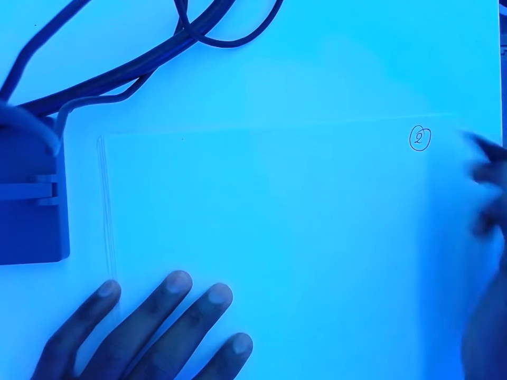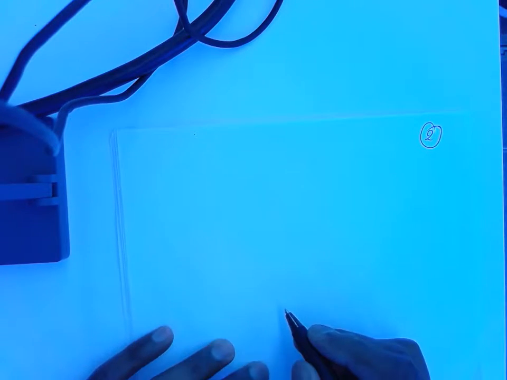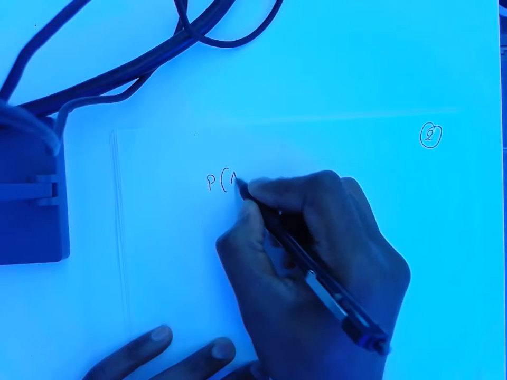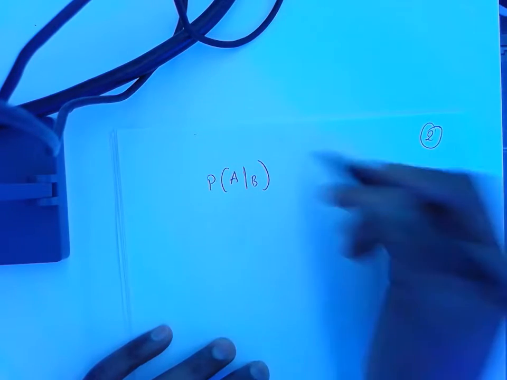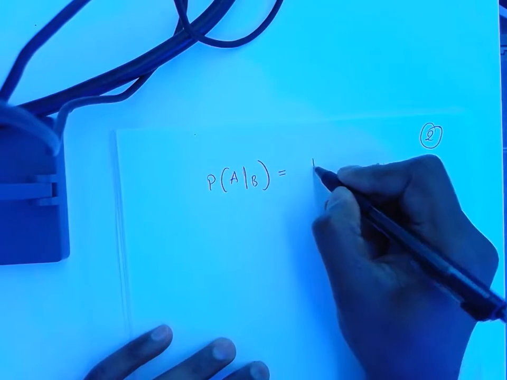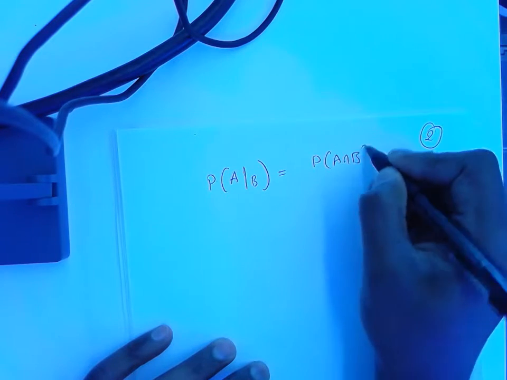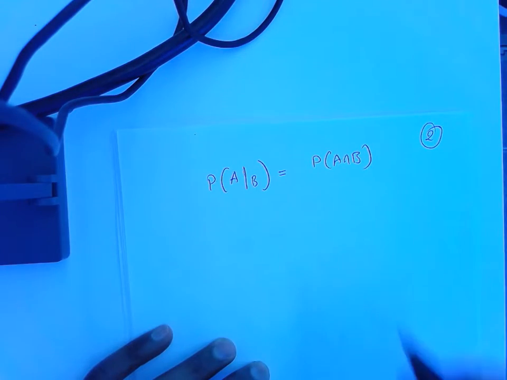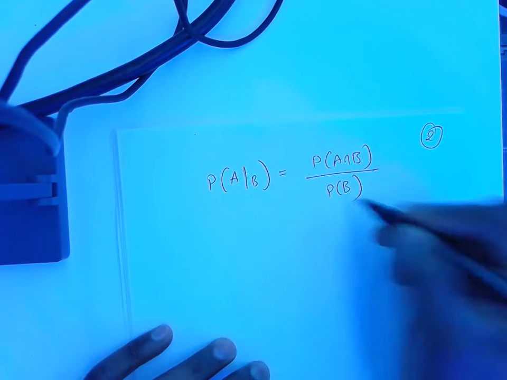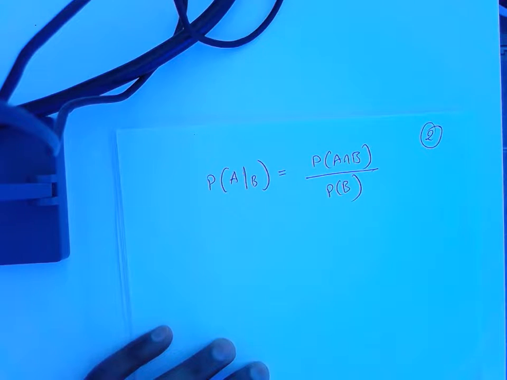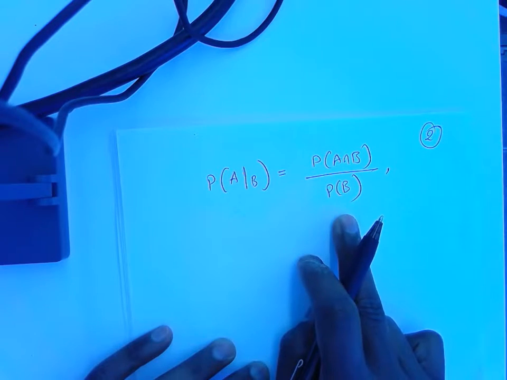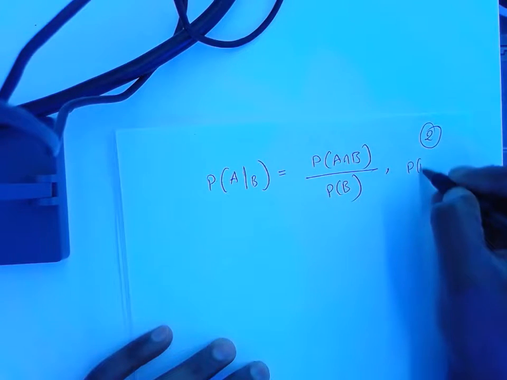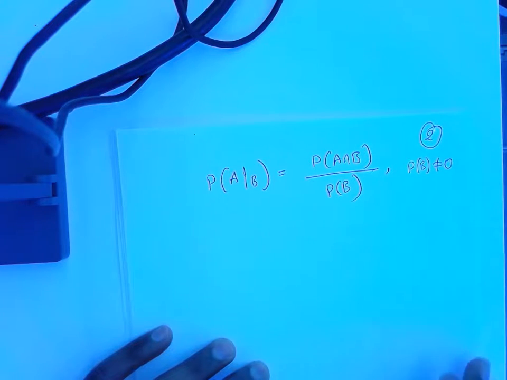What we are going to say is the probability of event A happening given event B has happened is equal to the probability that they both happen simultaneously, divided by the probability of B. Obviously, you cannot have this definition if the denominator is 0. So you're going to say the probability of B is not equal to 0. If that is 0, then you don't define conditional probability.